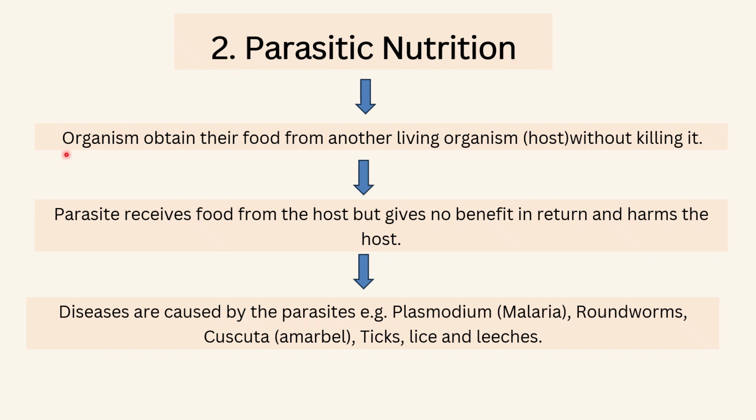Parasitic nutrition. Organism obtains their food from another living organism, also known as the host, and it receives its food from the host but gives no benefit in return and harms the host, such as causing diseases. Example, Plasmodium. Plasmodium is a parasite and causes malaria in the host body. Roundworms, cuscuta, ticks, lice, leeches are few examples.